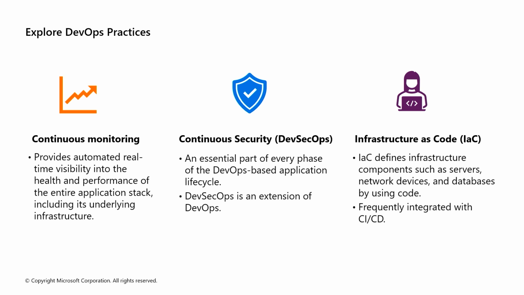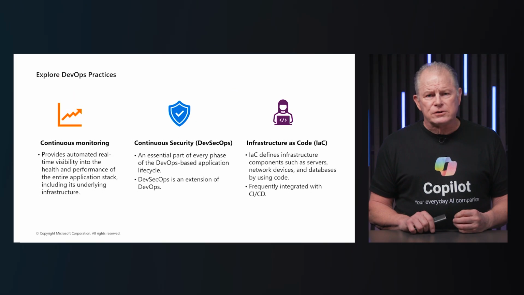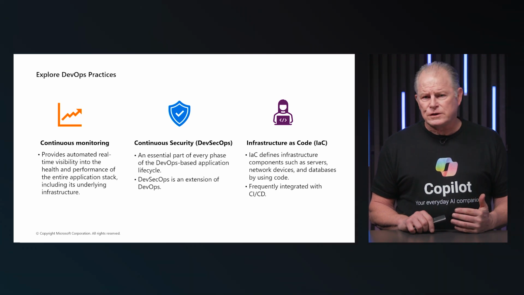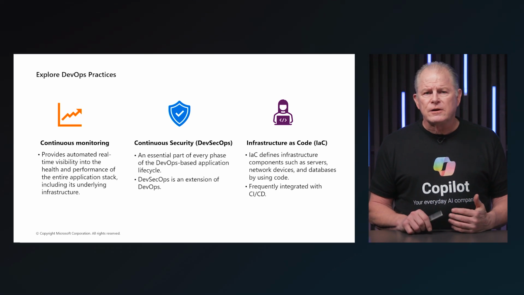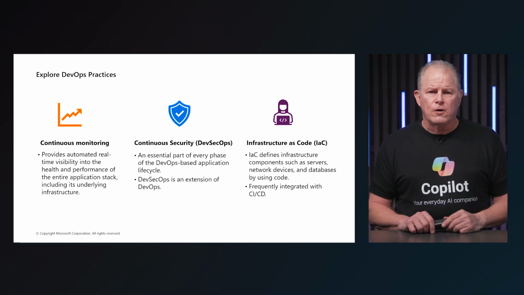Thirdly, infrastructure as code, or IaC, which is a practice that involves managing and provisioning infrastructure through code rather than manual processes. This approach ensures consistency, repeatability, and scalability in deploying and managing infrastructure. IaC allows you to define your infrastructure using code which can be versioned and tested and deployed just like application code. Using tools like Terraform or Azure Resource Manager, the ARM templates, you can define your entire infrastructure as code.